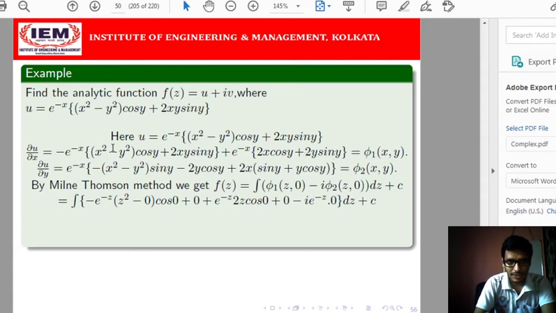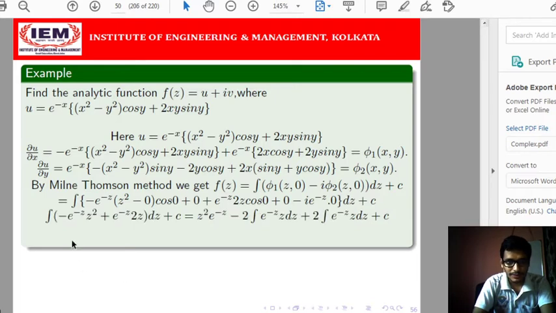So ultimately if you put x equals to z and y equals to 0 in this term of phi 1 xy and phi 2 xy, you will get this term. If you simplify this, this will be e to the power minus z square plus e to the power minus z 2z. So by keeping the second term constant, or fixed, we will use the integration by parts for the first term. So z square is fixed.